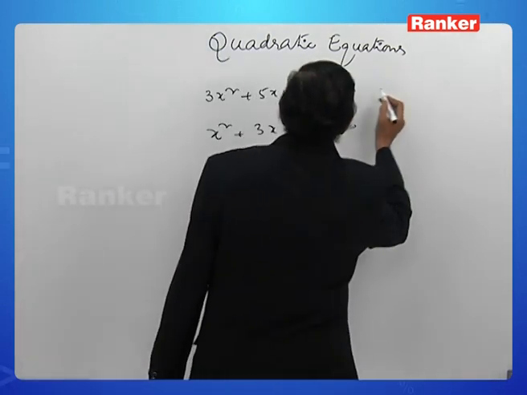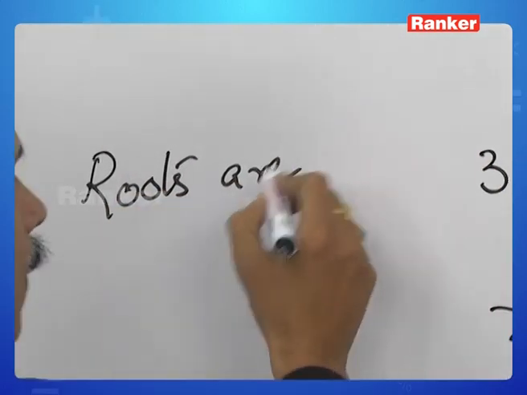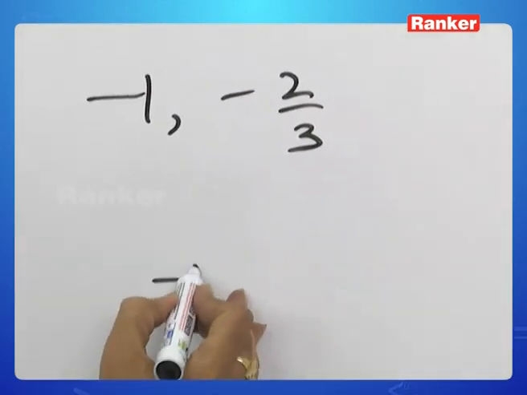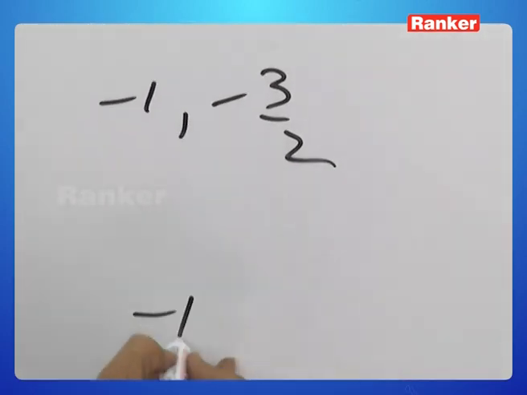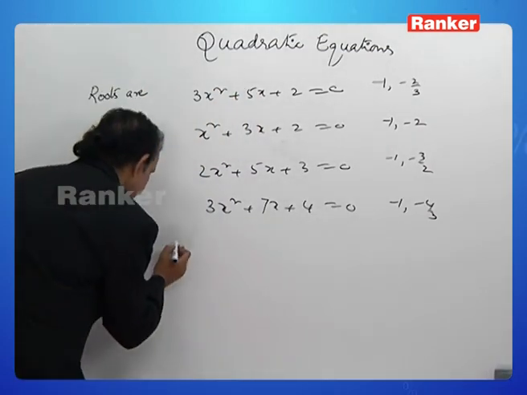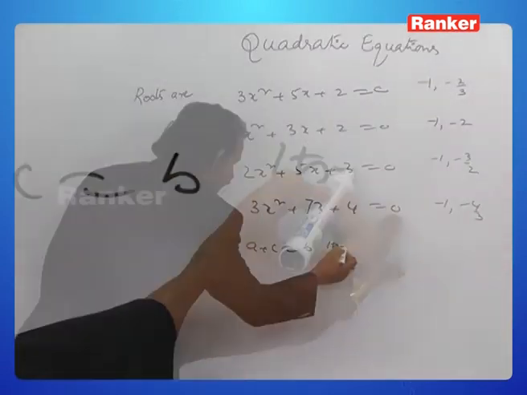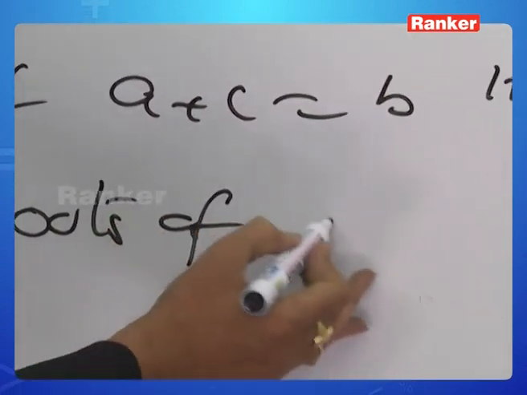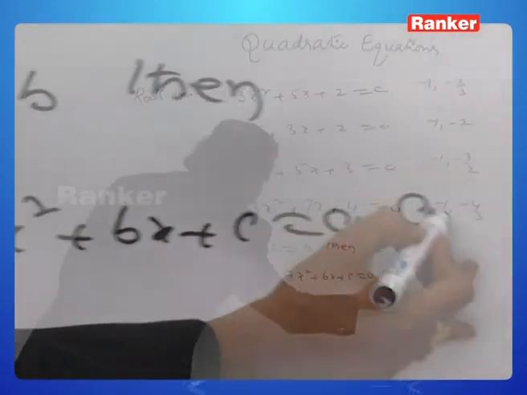In this case the roots are minus 1 and minus 2 by 3. Here minus 1 and minus 2. Here minus 1 and minus 3 by 2. Minus 1 and minus 4 by 3. What is the concept here? If a plus c is equal to b, then what are the roots of ax square plus bx plus c is equal to 0?